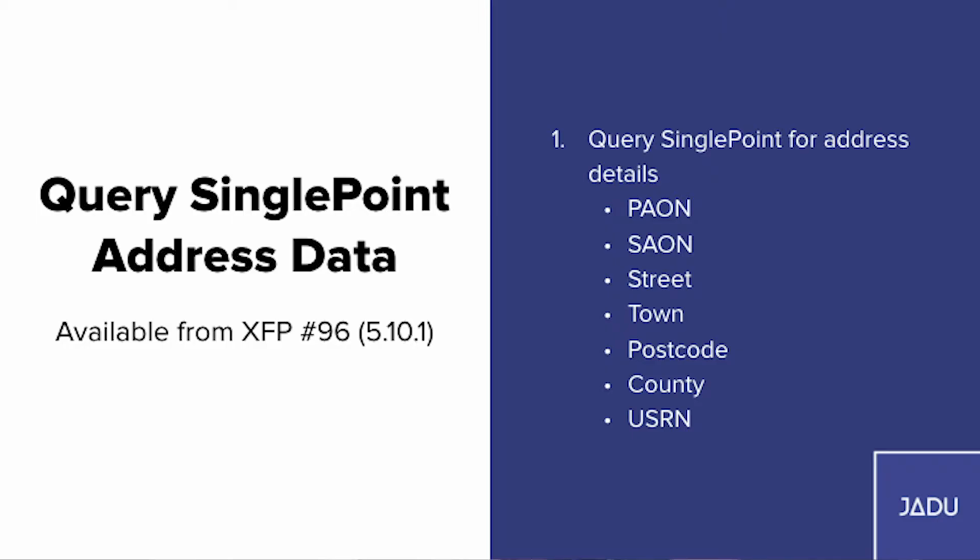For those of you who use single point, we can query single point for various parts of the address. When you use a single point address lookup, you get the label for the address, so kind of 1 Maris Court, Leicester, or you get the UPRN. Well, with this predefined logic, we can drill into that a little bit more. We can get the individual parts. Especially useful on that one is the USRN, so that will give you the street that your property's on.